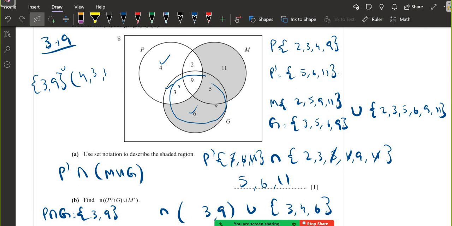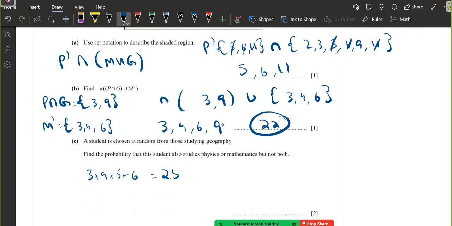And out of these 23 students, how many study physics or maths? The ones who study physics are 3. The ones who study maths are 5. So 3 plus 5 is 8. So your probability is going to be 8 upon 23. That's how you solve part C.